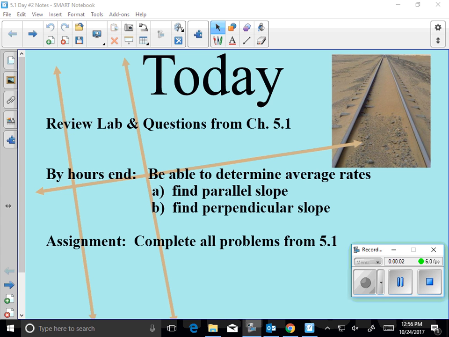Okay, here we go. This is 5.1, day number 2. By the end of the hour, you'll be able to determine average rates of change. Guess what the formula for the average rate of change is? Slope. That's all. Average rate of change is just slope. We're going to talk a little bit about parallel slopes and perpendicular slopes and then do some maths.